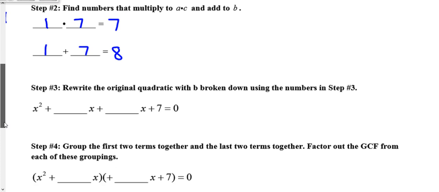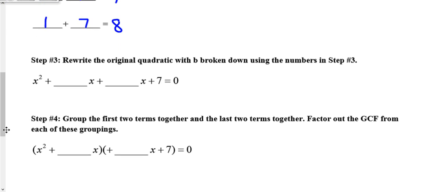So now what we're going to do is use those two numbers, 1 and 7, and we're going to rewrite the original quadratic with B broken down. So this will be 1x. The x is already there, I don't need it. This will be 7x. Now just to recap what we just did, I have x squared, and then if I add 1x plus 7x, that would be 8x, and then I have plus 7. So what I'm doing is breaking down this 8 to the two values that we just came up with, 1 and 7.